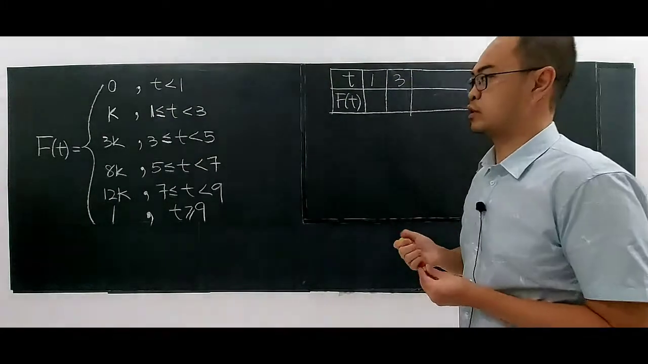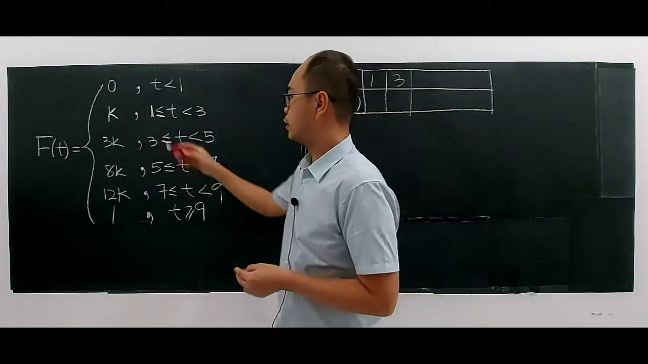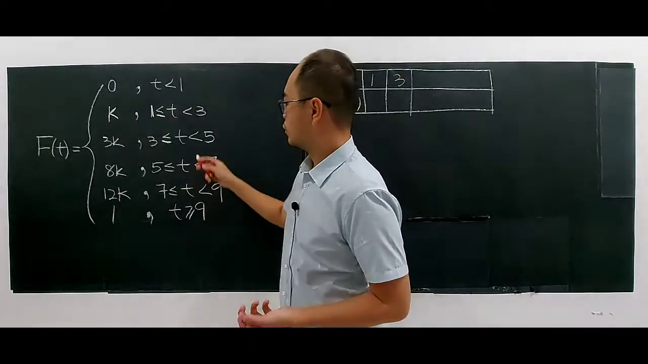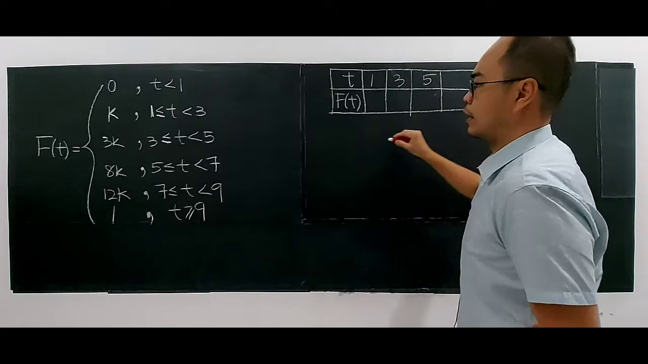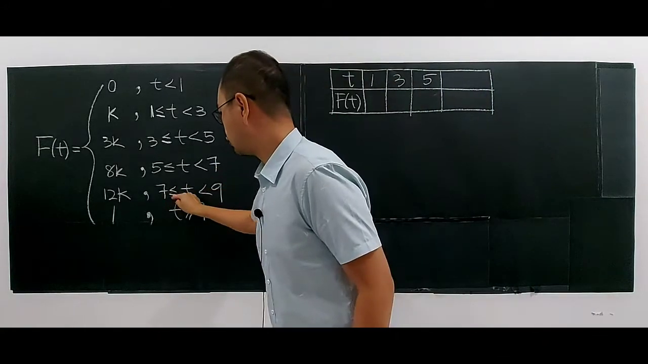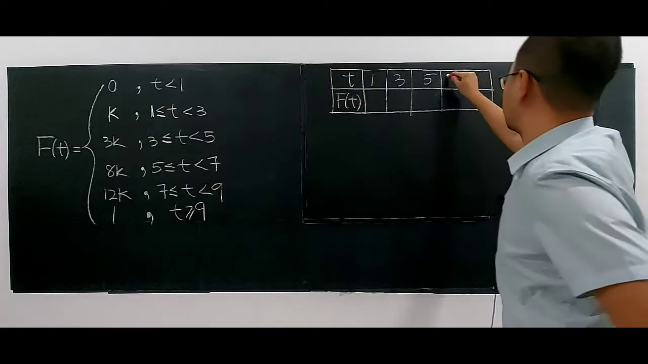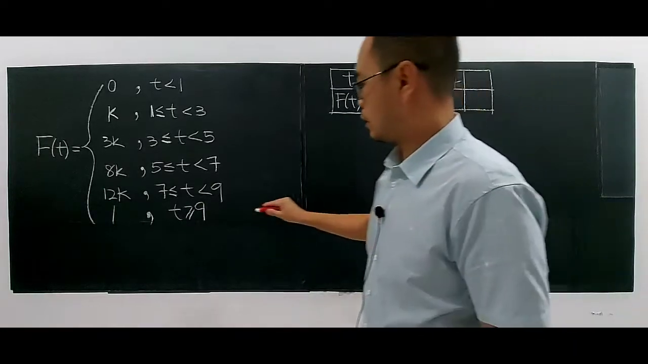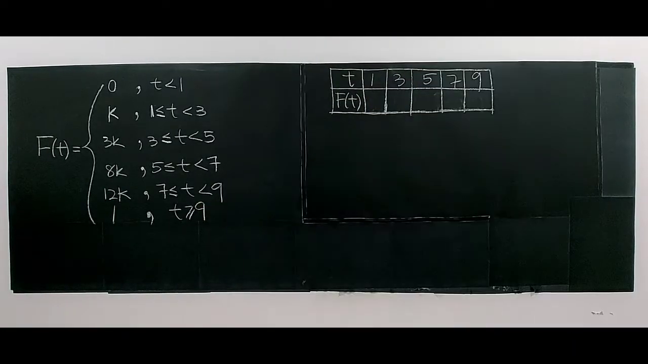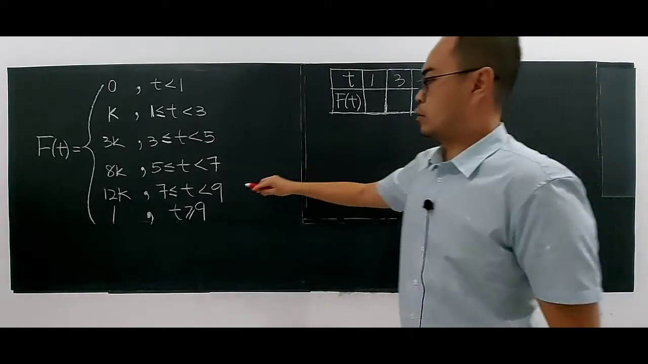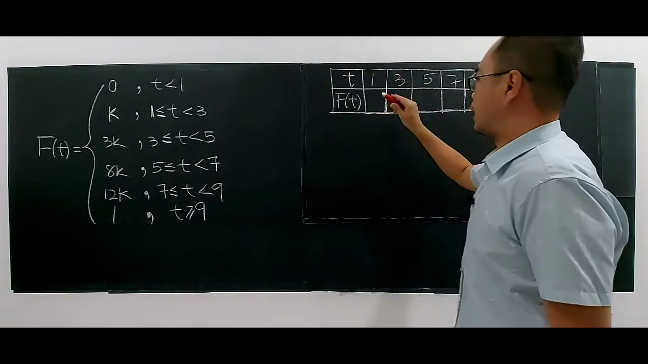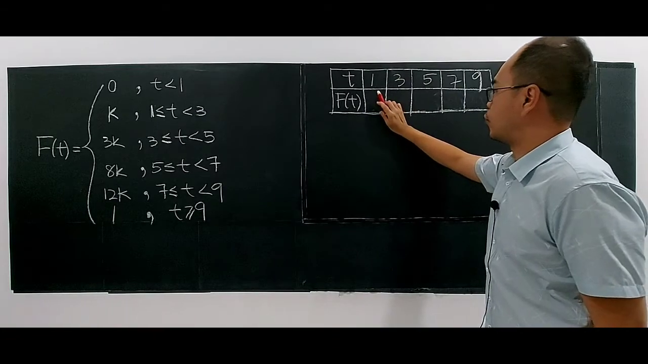This is the way you transfer. There is no value of 2 here, right? You can't see the value of 2 here. So equals to 5, you put 5 here. Later on, equal to 7, so you put 7. And lastly, equal to 9. So from here, how do we find the value of F(1)?